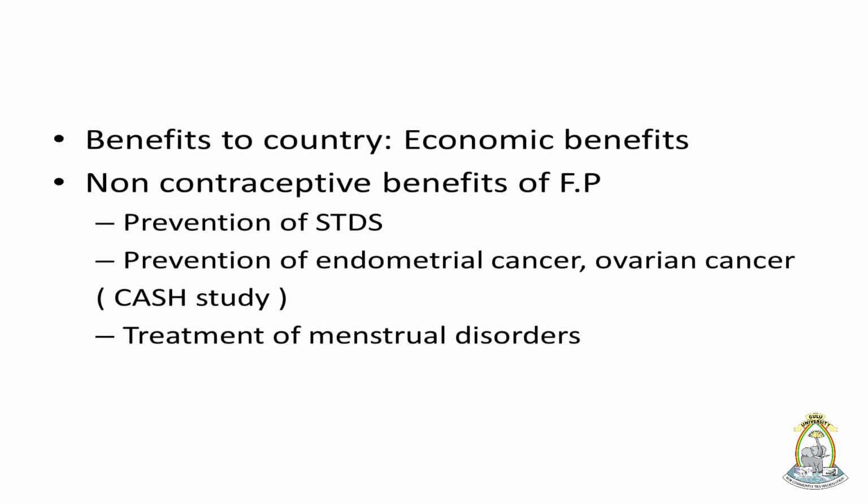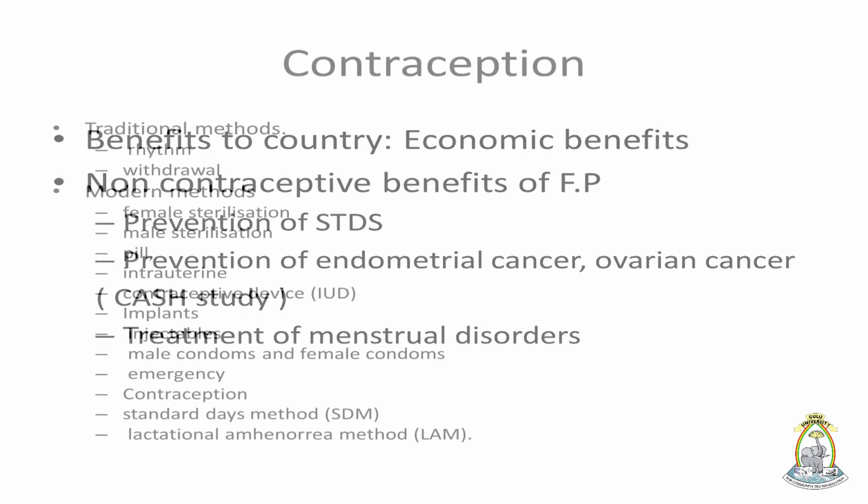To the country, it can be used as an intervention to prevent STDs, especially if you're using various methods of condom. Prevention of endometrial cancer, ovarian cancer, and this is very important. Some family planning methods, when women are on them, may reduce the risk of someone developing this. It can also be used for treatment of menstrual disorders. So these are what we call the non-contraceptive benefits of contraception.